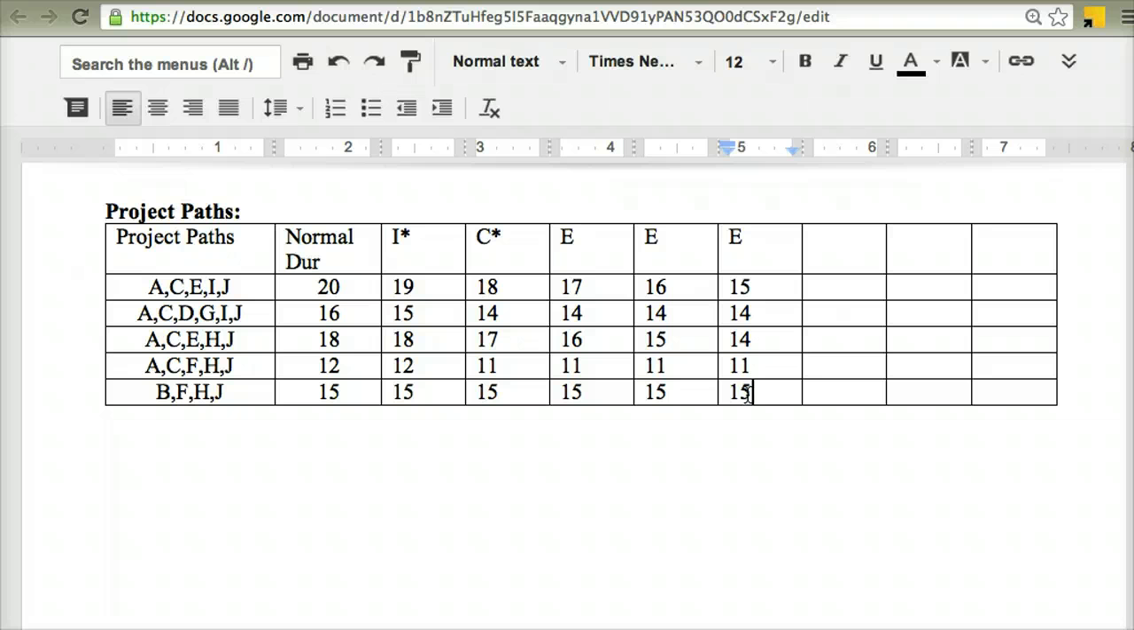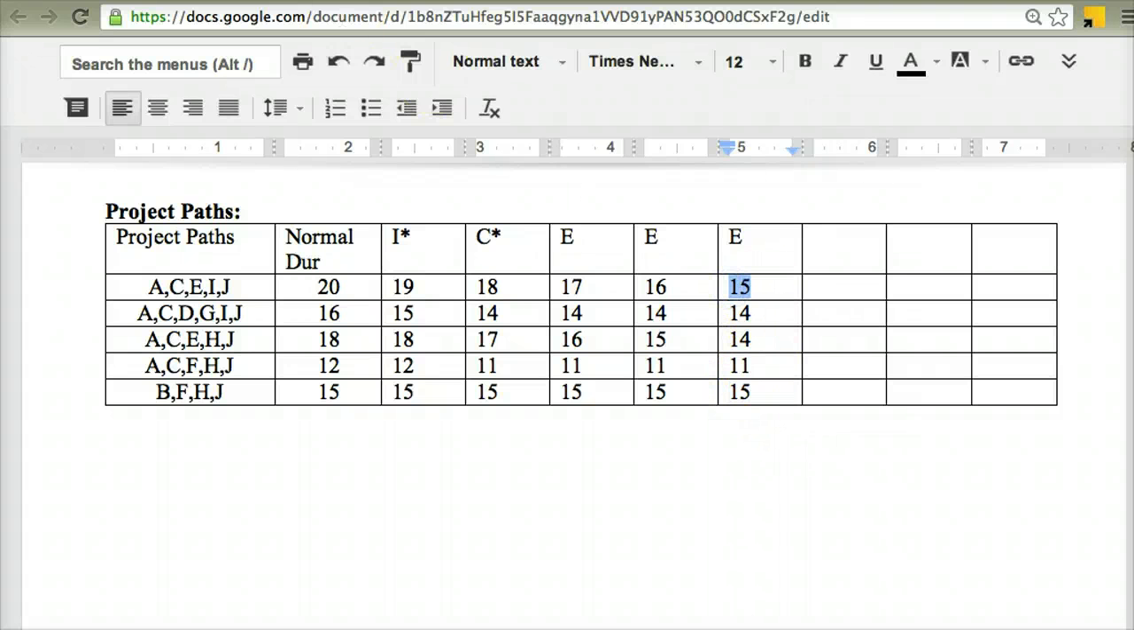Now, here we go. This is why we do this table down here. We can see that this was the original critical path. I've crashed lots of different activities, and I was keeping track of how the different path durations were moving based on the different activities I was crashing. This path down here at the bottom, the B, F, H, and J, has suddenly now got a duration of 15 days as well as the critical path.